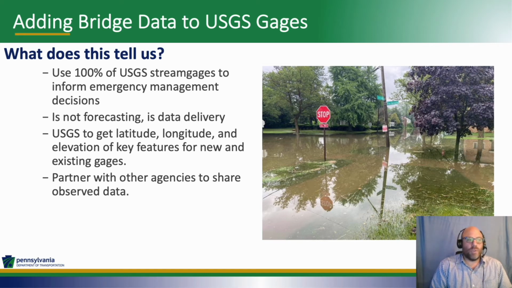Another solution was also to partner with other agencies, such as PennDOT, and share survey data to minimize cost and streamline delivery. When you think about all the gauges that the USGS has, most of those gauges are mounted to a bridge or some type of structure, and it's usually owned by another state agency or a local municipality.